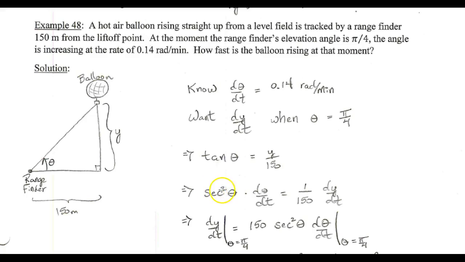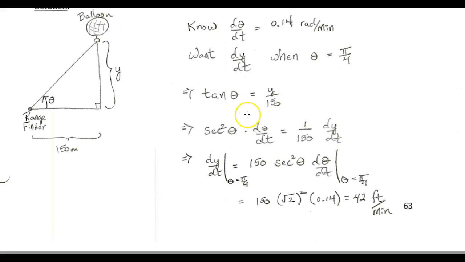So then the next step is to differentiate both sides with respect to t. Let me bring this down a little bit. I'm differentiating both sides of this equation now with respect to t, time, right? Thinking of both theta and y as being unknown functions of t. So I have to use implicit differentiation or the chain rule on both sides. So the derivative of tangent first is secant squared evaluated at the inside theta times the derivative of the inside, which is d theta dt, equals 1 over 150, which is just a constant, so 1 over 150 times the derivative of y, dy dt.